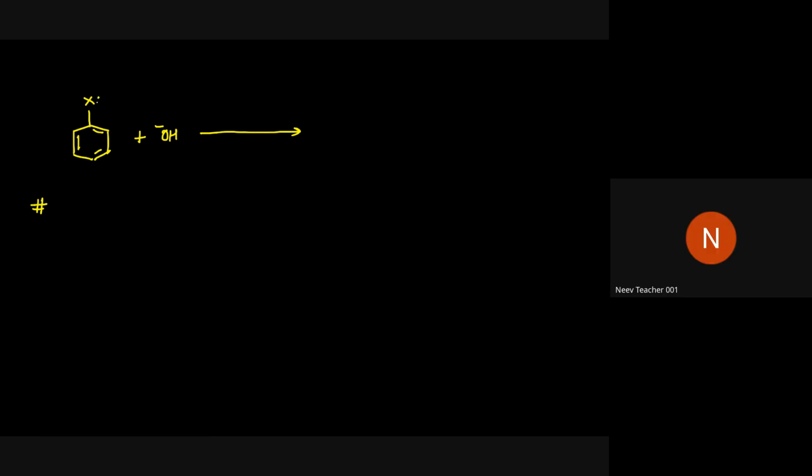Exactly. So here there will be a lone pair. One reason being there is partial double bond character. Can you think of any other reason?